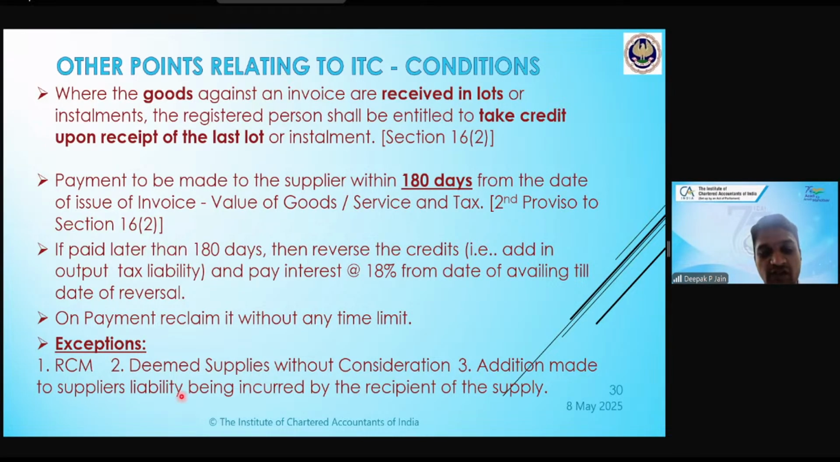Third is when the addition is made to the supplier's liability, which is being incurred by the recipient. In valuation, we have read that when the receiver incurs something on behalf of the supplier, that has to get added to the value of the supply. But the payment of it is already made by the receiver. So why should you include it again for the criteria of payment, right? That's why the third criteria is any addition made to the supplier's liability, which is incurred by the recipient, that will not get added. Clear?